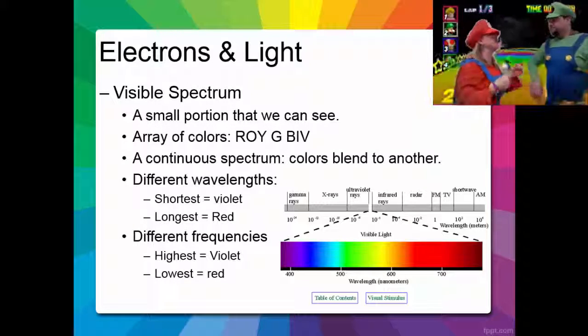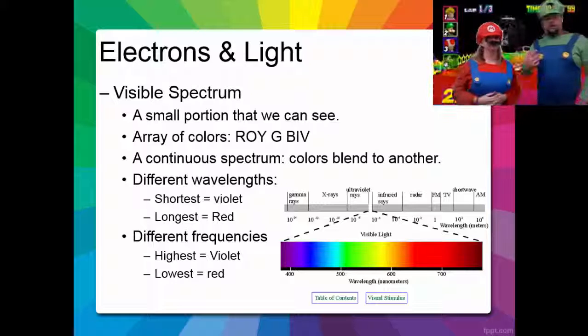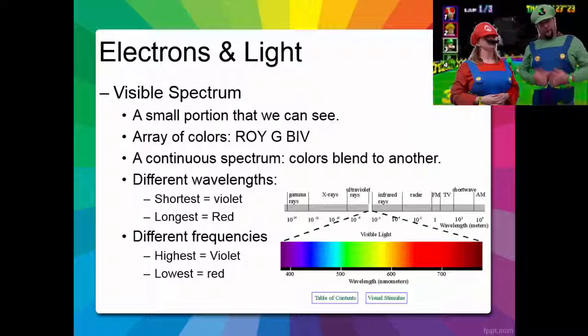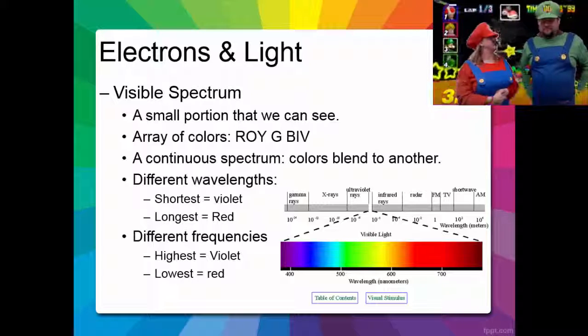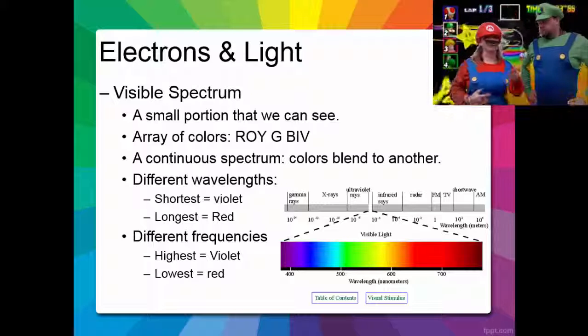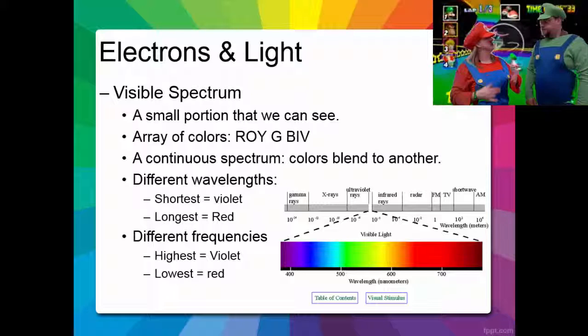Now that's the part, because it's visible, we can see. So like every color. Yes. Like Roy G. Biv. Like you learned in kindergarten, they sing about it on Sesame Street. Roy G. Biv: red, orange, yellow, green, blue, indigo, violet.